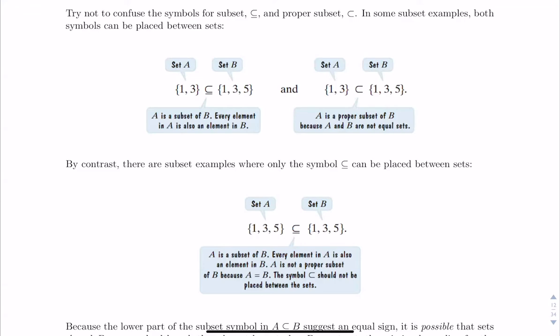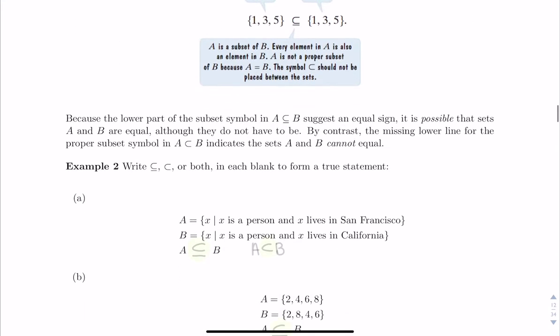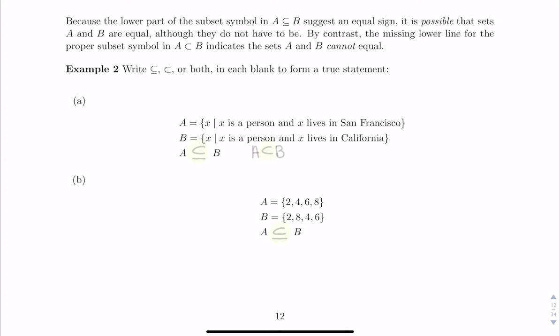So for example number 2, we want to use either the subset, the proper subset, or both in each blank to form a true statement. So if A is a person and they live in San Francisco, and B is a person and they live in California, well, if I live in San Francisco, I definitely have to live in California. So we know we can use the subset notation, but can we use the proper subset? Well, just because I live in California does not mean I live in San Francisco. So these are not equal sets. So we can actually use both.